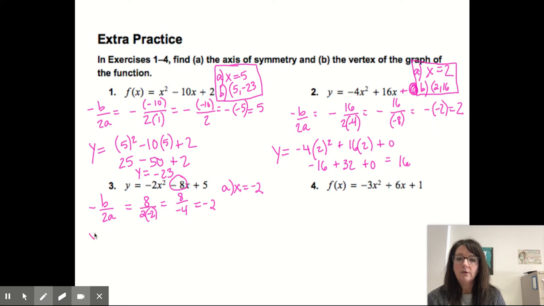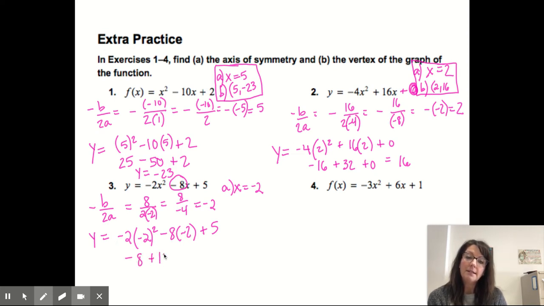So now I want to solve for y. So negative 2 is my x. I am taking negative 2 and squaring it, right? Negative times a negative is going to be a positive here. Minus this 8 times a negative 2 and plus 5. So I'll have 4 times negative 2, I get negative 8. Then I'll have negative 8 times a negative 2, which is a positive 16, and then plus 5. So we'll have, let's see, 8 and 5, looks like 13. So B, my vertex, is located at the point negative 2, 13.